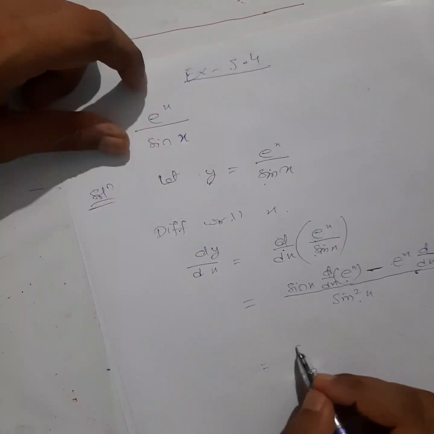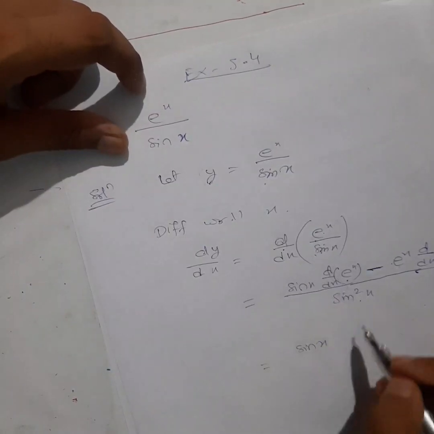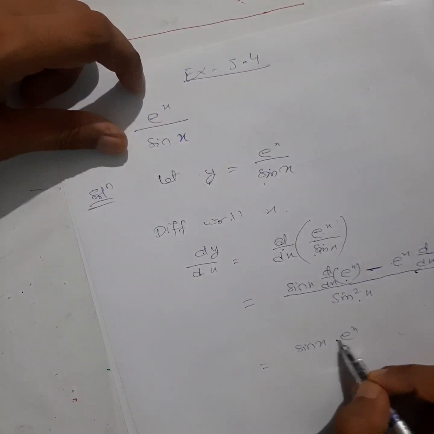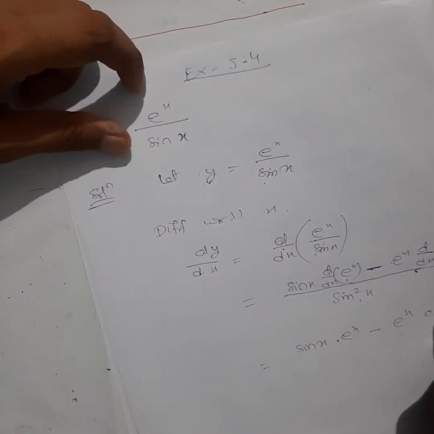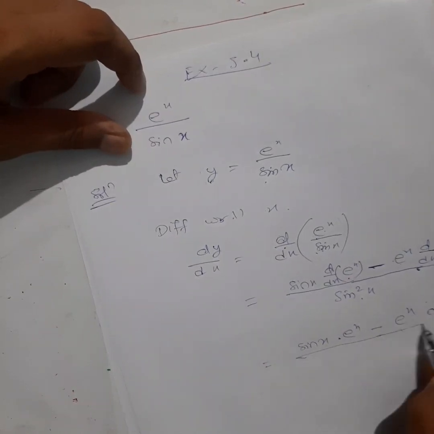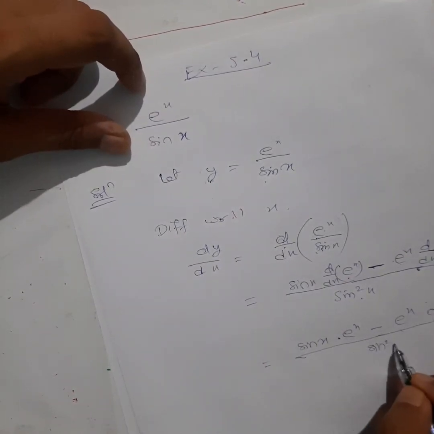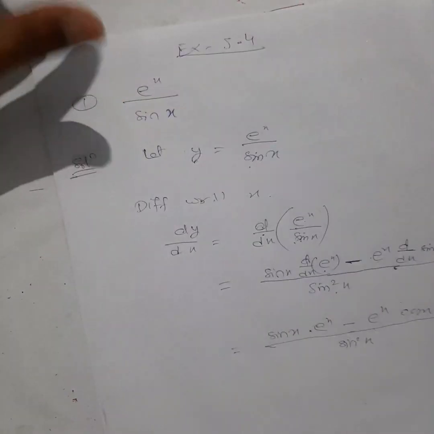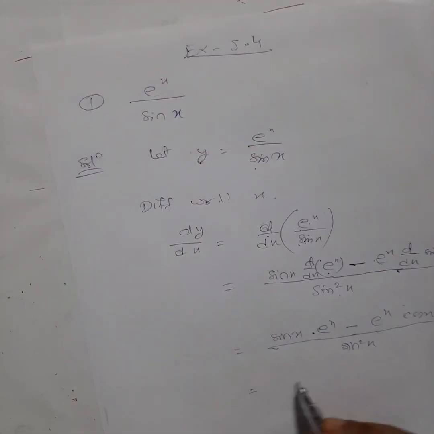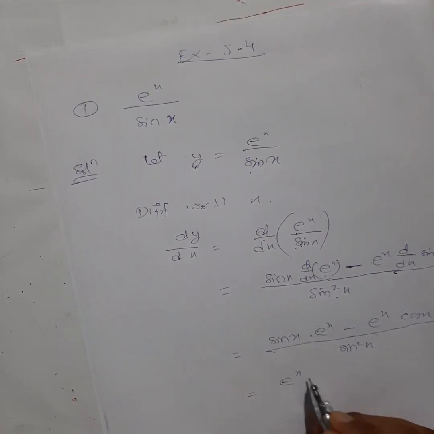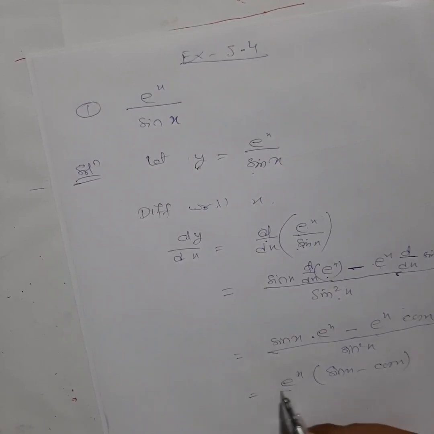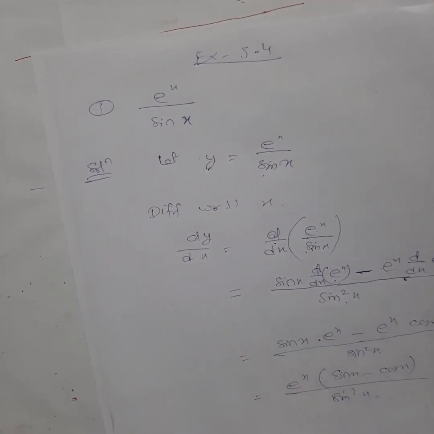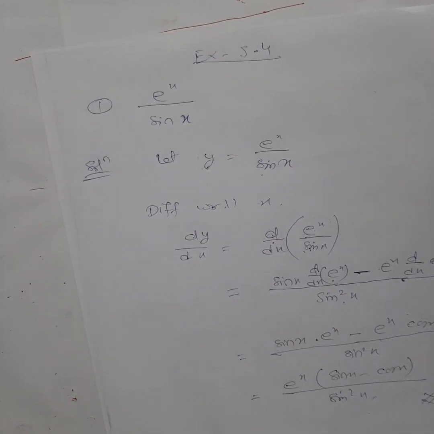You know it's e^x only, so the numerator you will get sin x, d/dx of e^x is e^x only, minus e to the power x, d/dx of sin x is cos x, by sin square x. So from here you can take e^x common, right? You will get sin x minus cos x by sin square x. That's it. After that no more simplification, so this will be your answer.